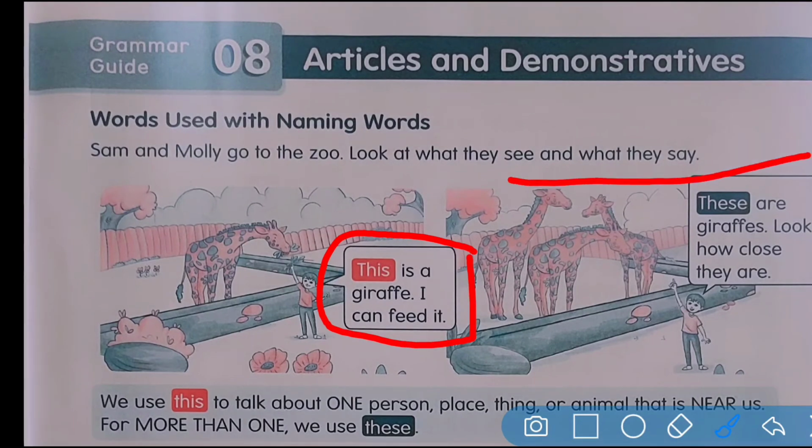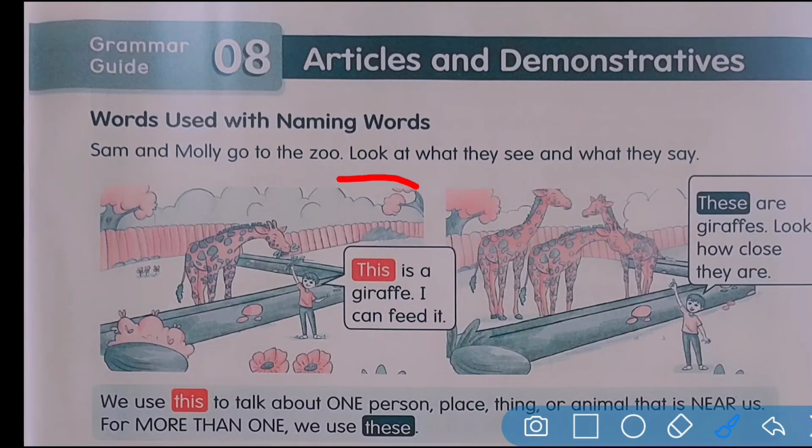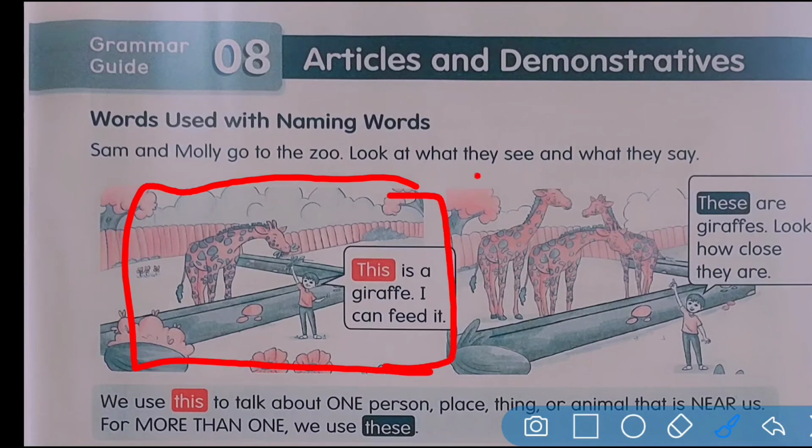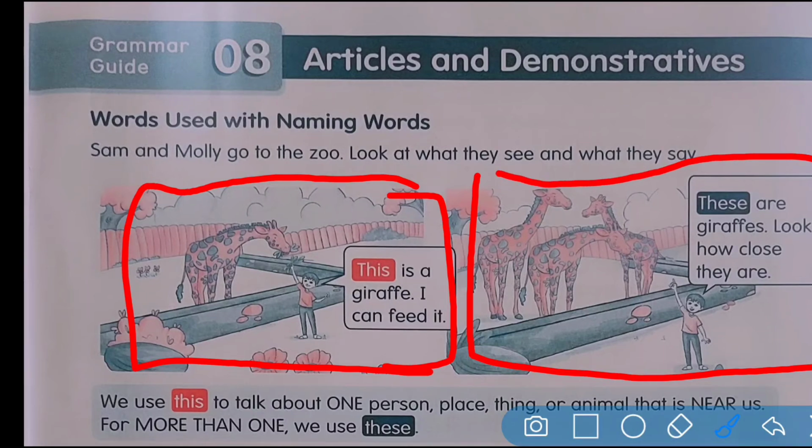But in picture 2 you can see there are 3 giraffes. Now look carefully. In picture 1, there is 1 giraffe. And in picture 2, there are 3 giraffes. So in picture 1, because there is only 1 giraffe, Sam says, this is a giraffe. Do you see the word this here has been colored in red? This is a giraffe. And in picture 2, it has been colored in blue. These are giraffes.